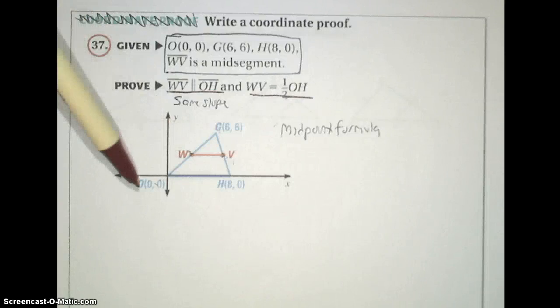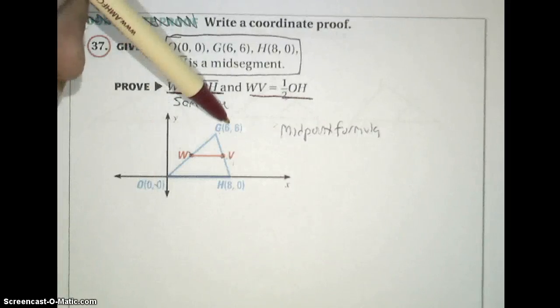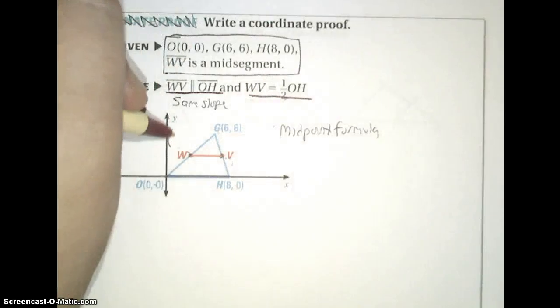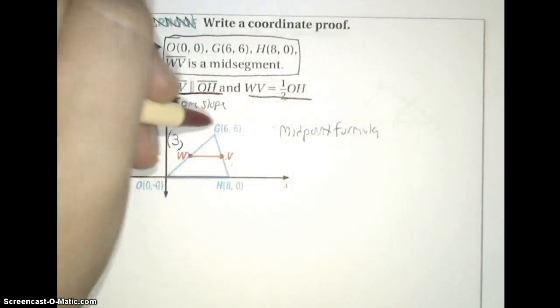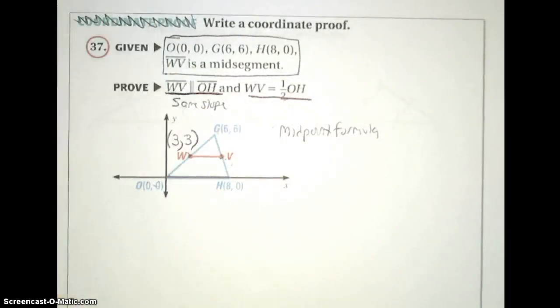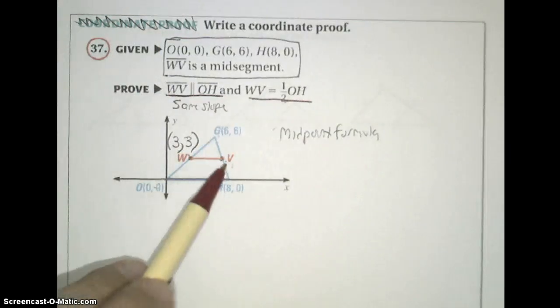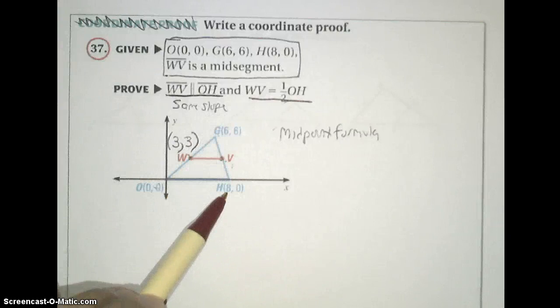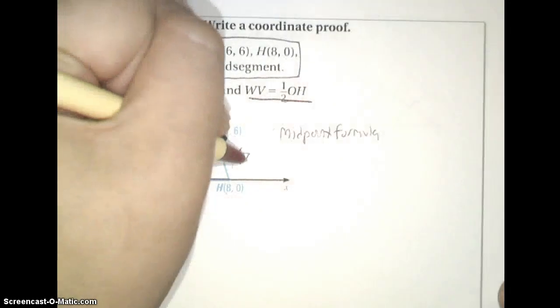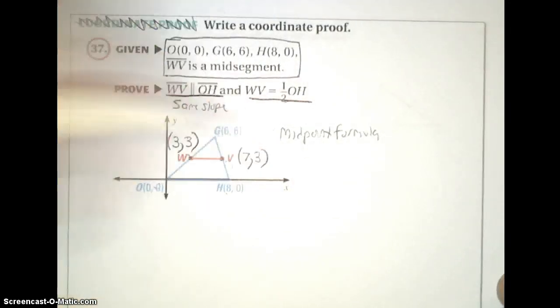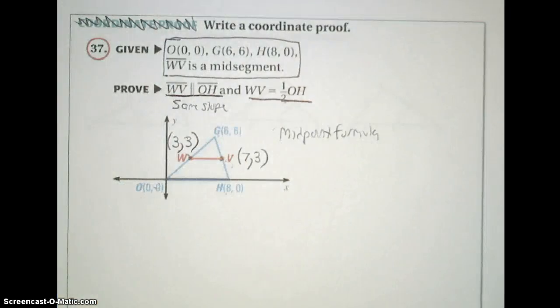So our coordinate for W here is going to be the average of 0 and 6. 0 plus 6 is 6, and that divided by 2 is going to be 3. Same thing goes for y. 0 plus 6 is 6, divided by 2 is 3. Point W has a coordinate of 3, 3. As we go over to V, the average of 6 and 8. 6 plus 8 is 14, and 14 divided by 2 is 7. And finally, 6 plus 0 is 6. 6 divided by 2 is 3. So 3, 3 and 7, 3.